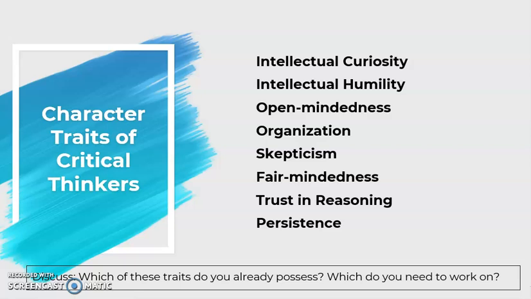And the final character trait of a critical thinker is persistence. Persistence means sticking with it, not giving up. It can be hard to be a critical thinker. It's easy to just throw your hands up and say, whatever, it doesn't matter, I'll believe whatever, or I'll just go along with it.